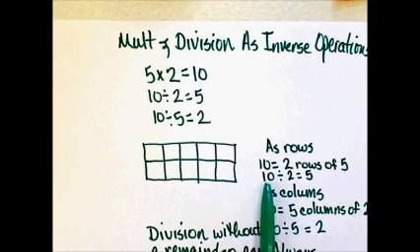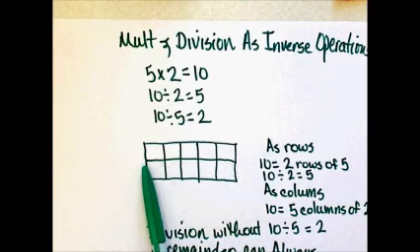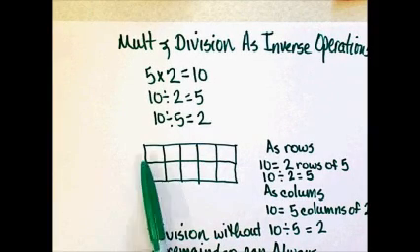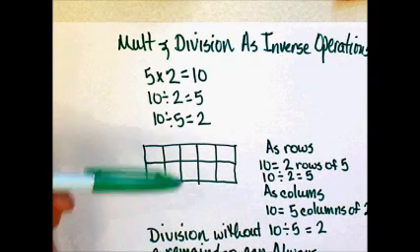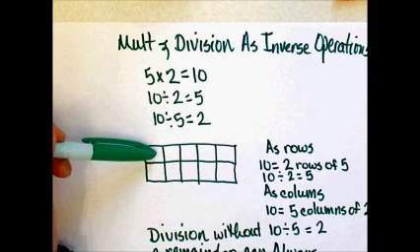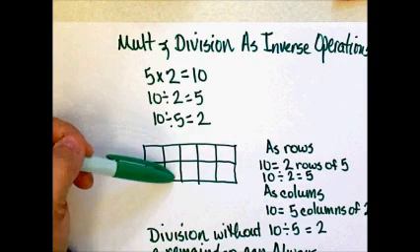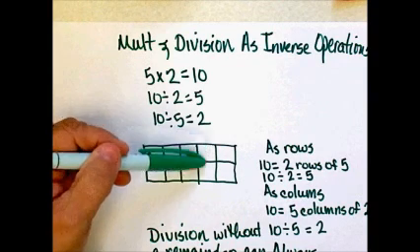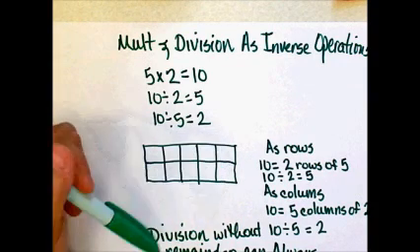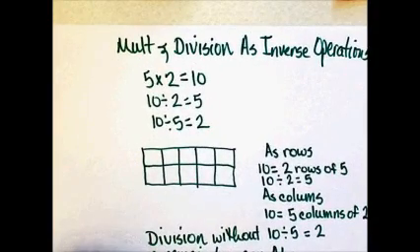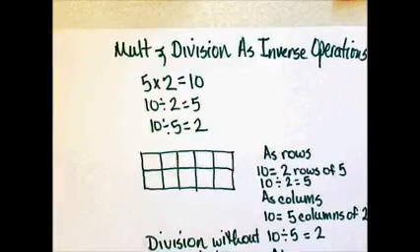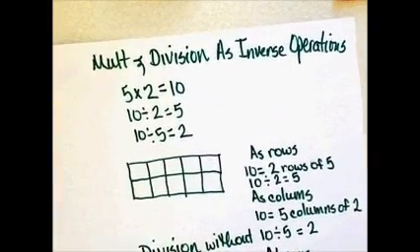If we looked at this as rows, 10 would equal 2 rows of 5, so you have a row here and a row here, or as columns, so 10 is equal to 5 columns of 2. Now, division without a remainder can always be shown as an area model. In other words, it makes a rectangle. Okay? Let me show you an example of that.